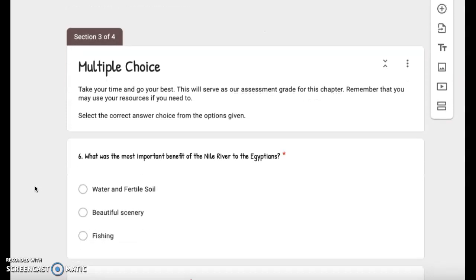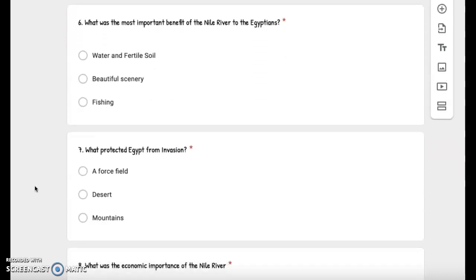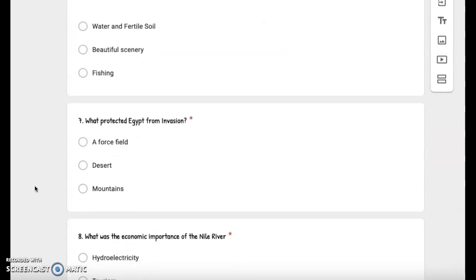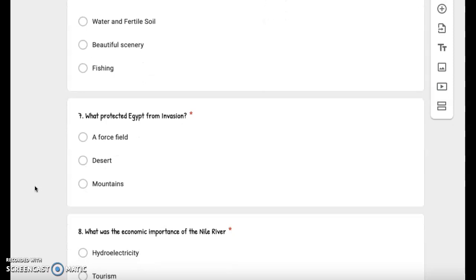Number 6. What was the most important benefit of the Nile River to the Egyptians? Water and fertile soil, beautiful scenery, or fishing? Number 7. What protected Egypt from invasion? A force field, desert, or mountains?